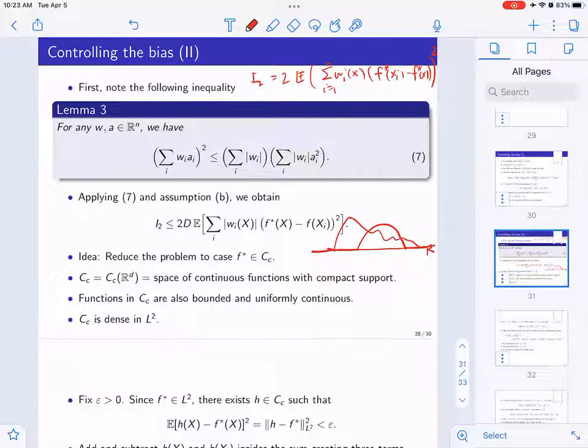So anything like this is bounded with compact support. What we want to do is reduce to that case because that makes our life easier. What we note is this space has the property that all the functions are bounded, because they're continuous on a closed and bounded set, and they're also uniformly continuous. So these are uniformly continuous, bounded, compactly supported, continuous. They're very nice functions to work with. They're not necessarily smooth. They could have kinks, but at least they're not discontinuous. And the second thing to note is that these are dense in L2.